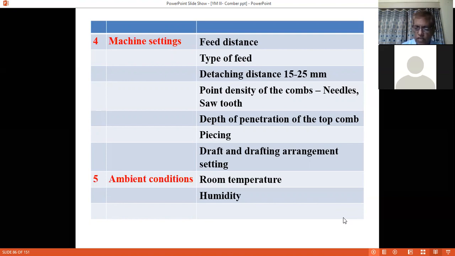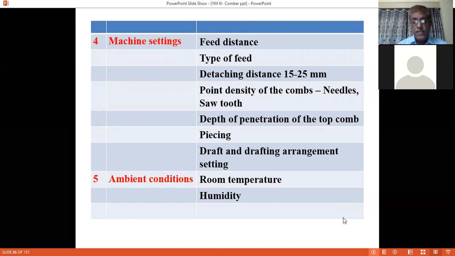So it may be a 3/3 drafting system. It may be another type of drafting system. So how much is the total draft employed? How much is the break draft? Which type of cots are used on this drafting arrangement? How much is the top roll pressure? So these parameters are affecting the quality of the combed sliver, and proper selection of the parameters is necessary for getting good results.